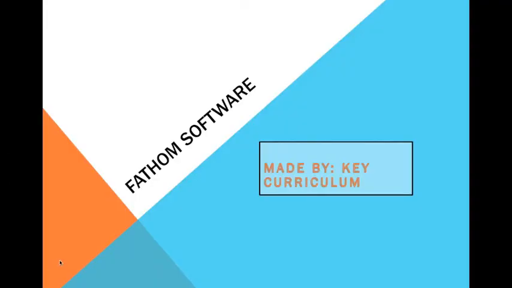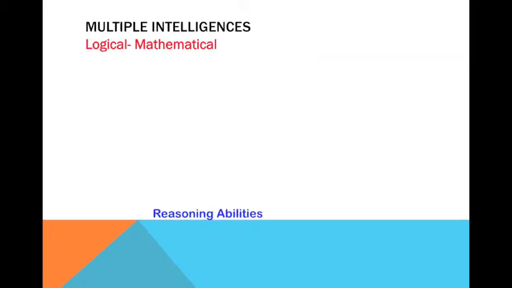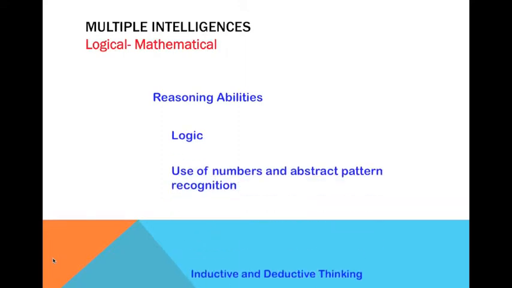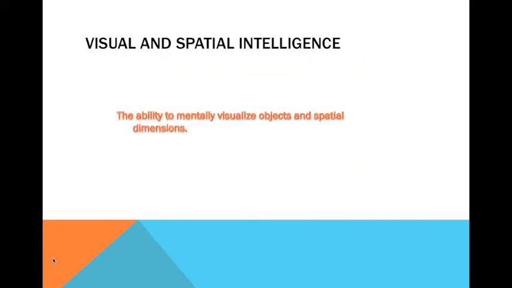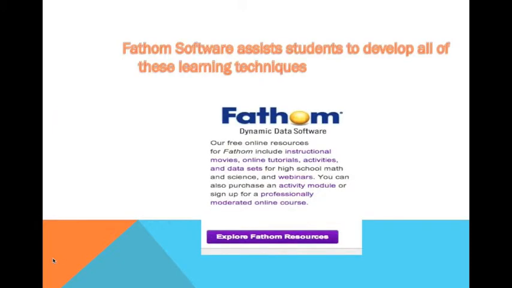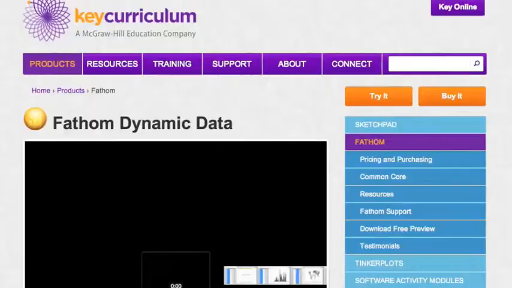Fathom software affects learning intelligence theory created by Howard Gardner, specifically the logical and mathematical multiple intelligence. It affects reasoning abilities, logic, use of numbers and abstract patterns, and of course inductive and deductive thinking. Visual and spatial intelligence is also affected. Fathom software assists students to develop all of these learning techniques.